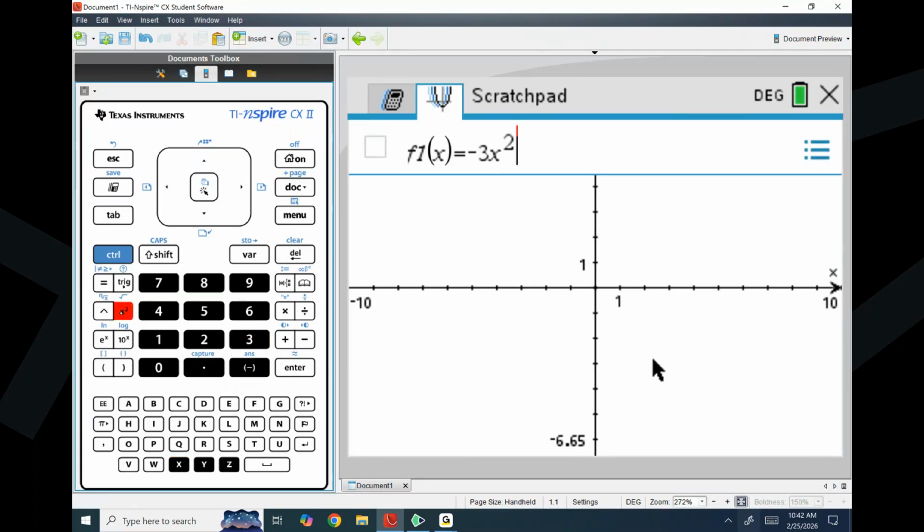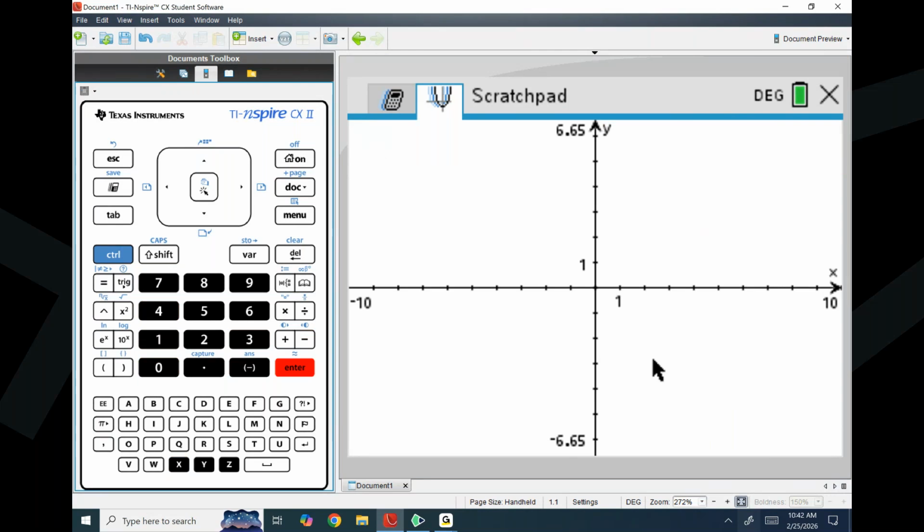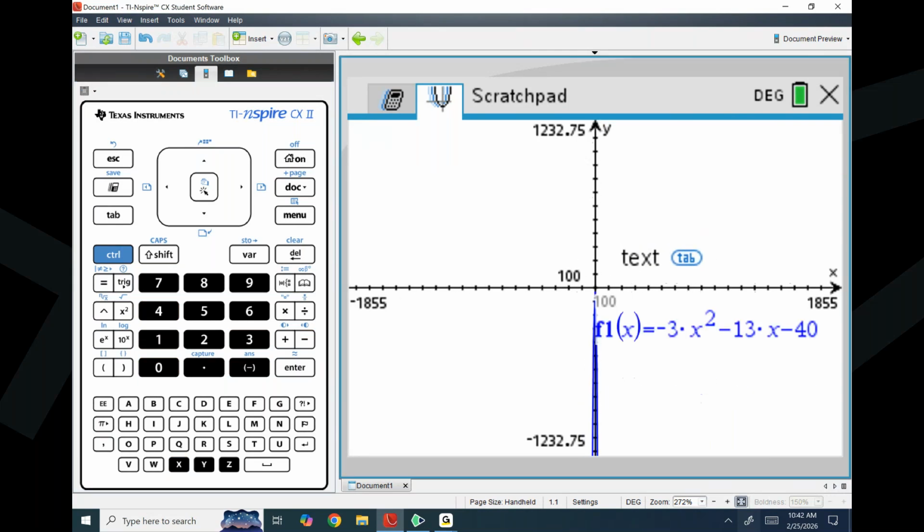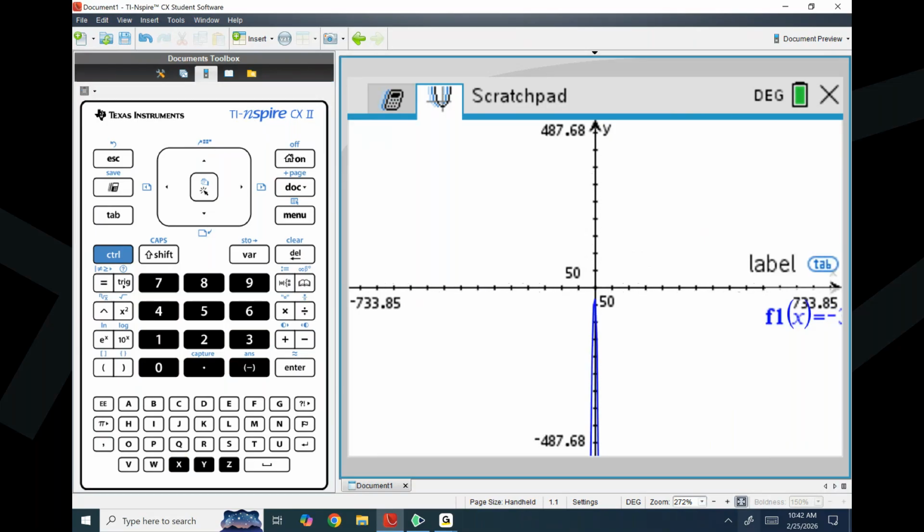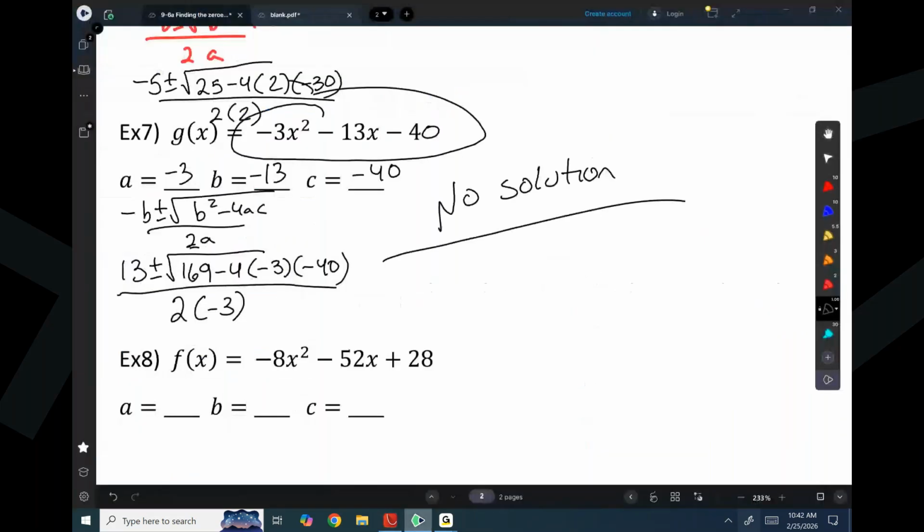-3x squared, what was it, somebody? Minus 13x minus 40. And if I graph that, you don't see it. And the reason you don't see it, see it? There's the graph. You see it? Where did it cross the x-axis? Where did it cross here? It didn't. That's what it's telling you. It didn't cross the x-axis. Make sense? All right. That's why it doesn't have any solutions, because it doesn't have any zeros.